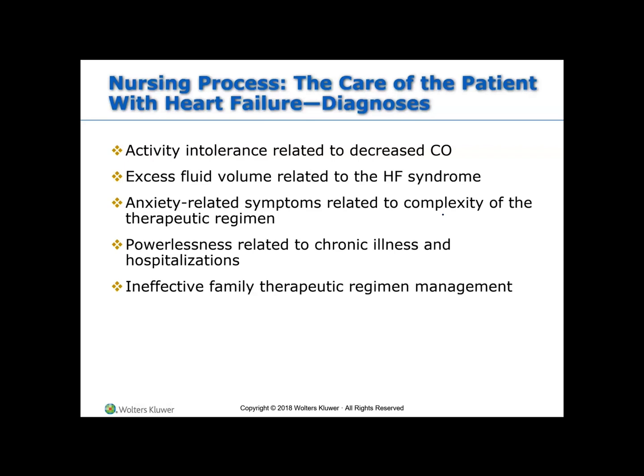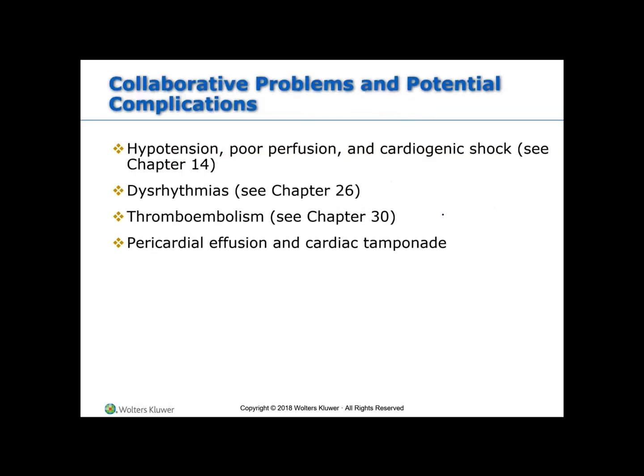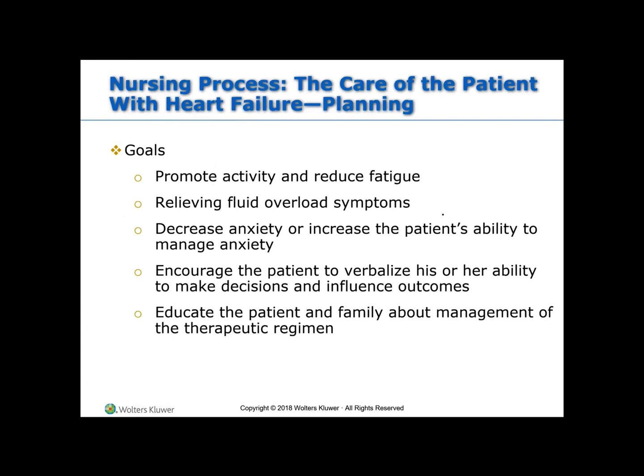Some different diagnoses that are used. Collaborative problems: hypotension, poor perfusion, cardiogenic shock, which is in chapter 14, dysrhythmias, thromboembolisms, pericardial effusion, and cardiac tamponade. Your goals: promote activity and reduce fatigue.